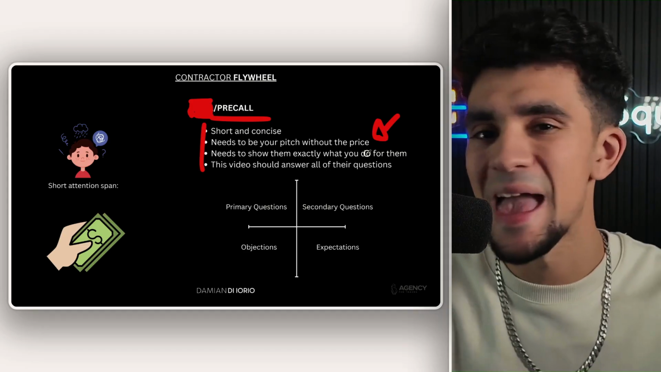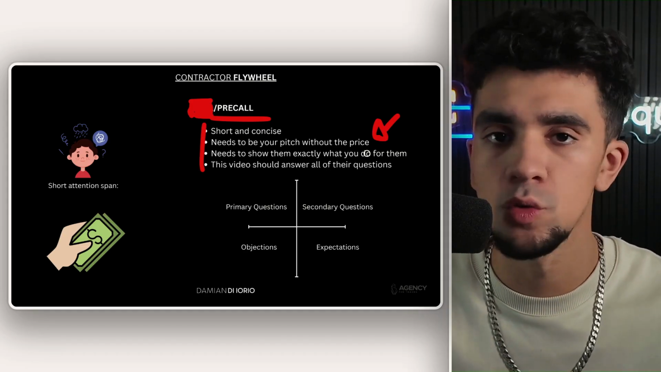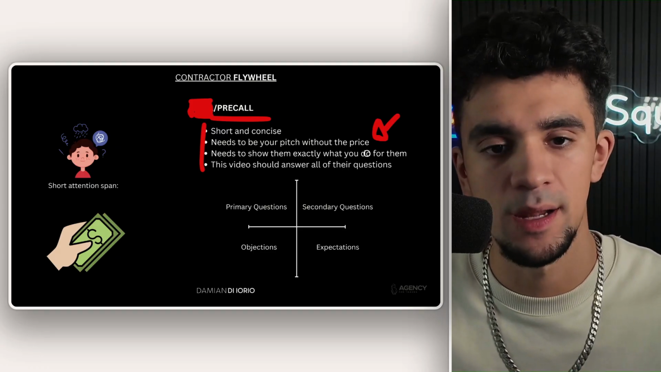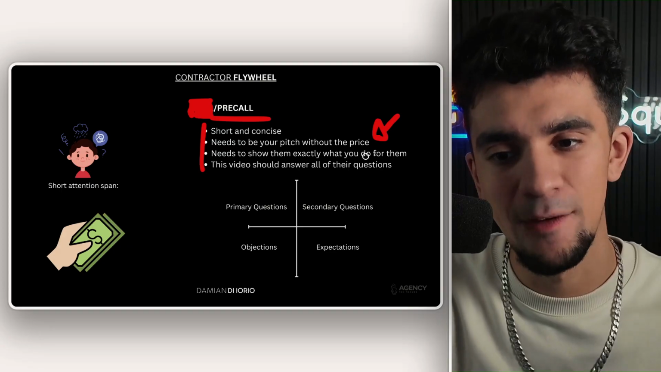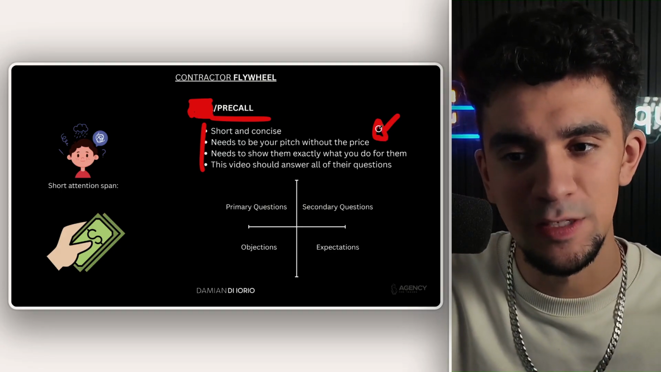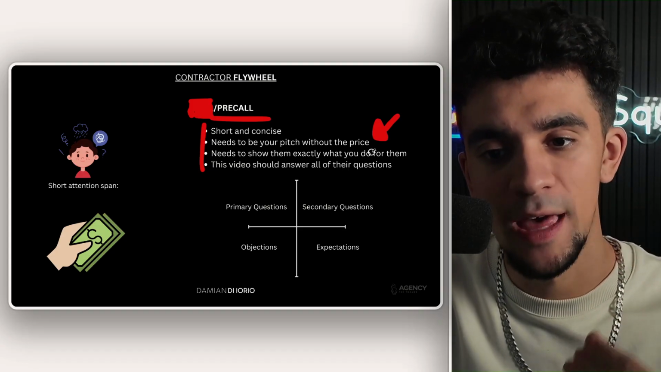You need to literally show them everything. Show them exactly what you do, how you're gonna get them leads, how you're gonna book them on estimates, and how they're gonna make money. Okay. You need to show them everything. But again, do it tastefully. You don't want to confuse your prospect. Okay. But again, it needs to be your sales pitch without the price.